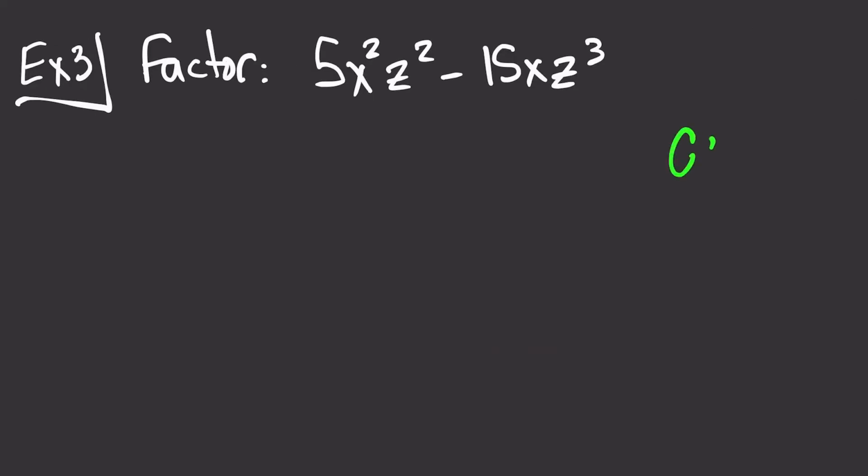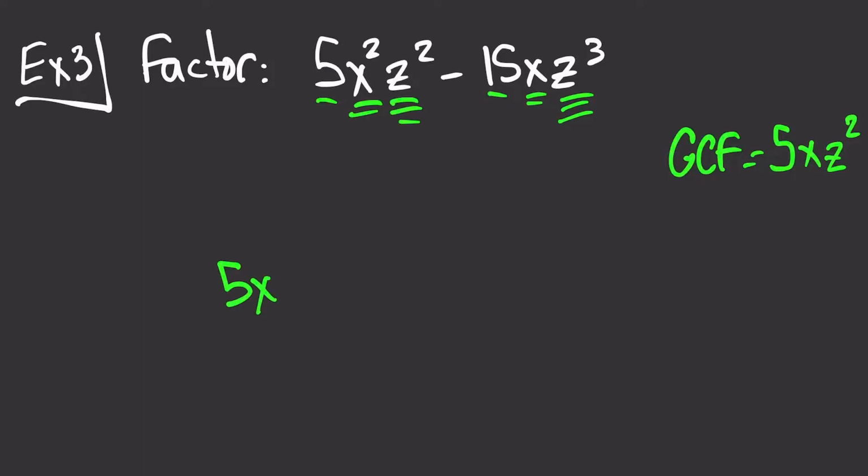All right, next one. GCF. I've got 5 and 15, so the biggest number that goes into both of those is 5. X squared here, x there, so x would be the greatest common factor. Z squared and z cubed, so z squared. Remember, we take the variable with the smallest exponent. So I'm going to take 5xz squared right outside the parentheses. And what goes inside is what you get when you divide both by 5xz squared.